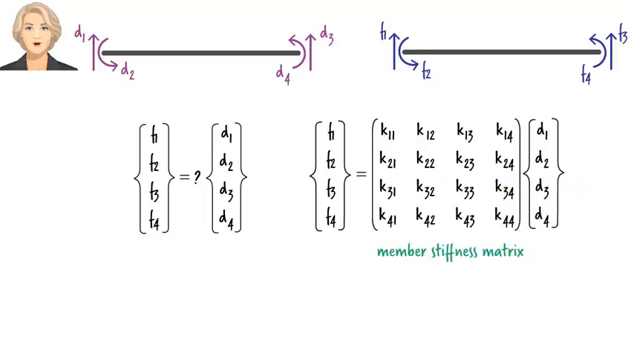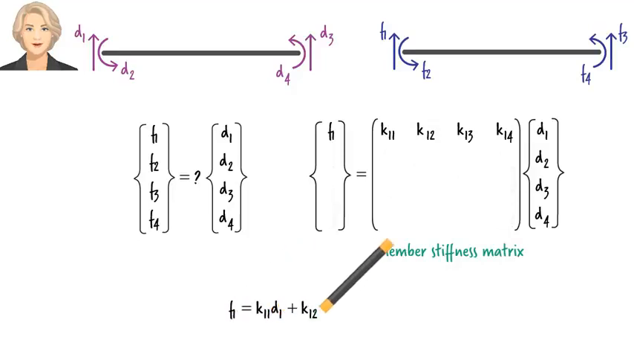We use number subscripts to label the individual coefficients. For example, K11 is the stiffness coefficient associated with pair F1-D1. K12 is the coefficient for pair F1-D2, and so on. Let me write the first equation in algebraic form. It defines F1, the shear force at the left end of the beam, in terms of the 4 displacements and 4 stiffness coefficients.